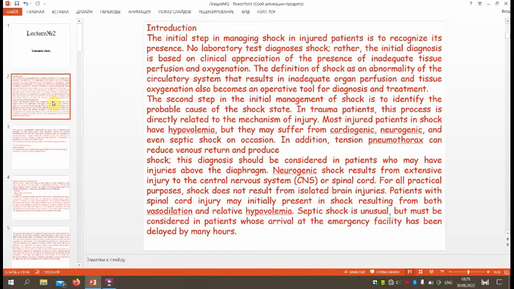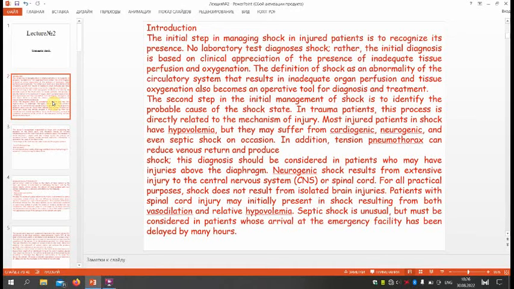The second step in the initial management of shock is to identify the probable cause of the shock state. In trauma patients, this process is directly related to the mechanism of injury. Most injured patients in shock have hypovolemia, but they may suffer from cardiogenic, neurogenic, and even septic shock on occasion. In addition, tension pneumothorax can reduce venous return and produce shock. This diagnosis should be considered in patients who may have injuries above the diaphragm.